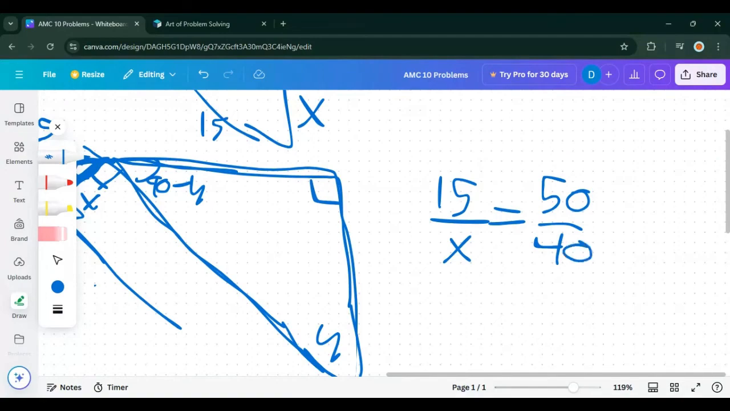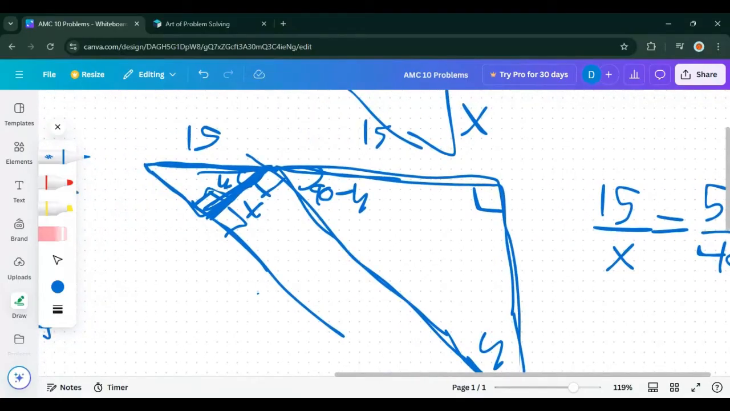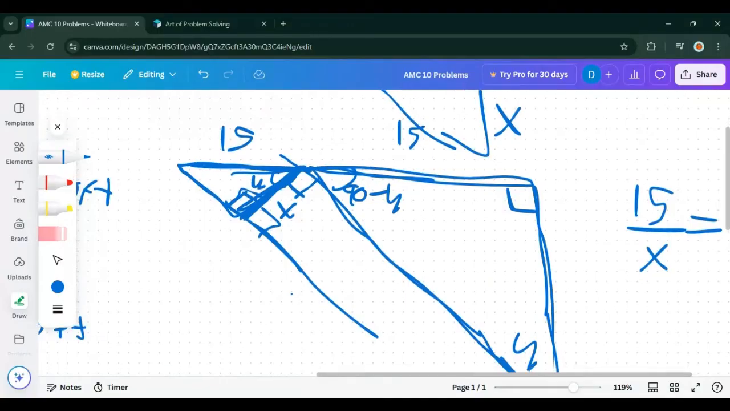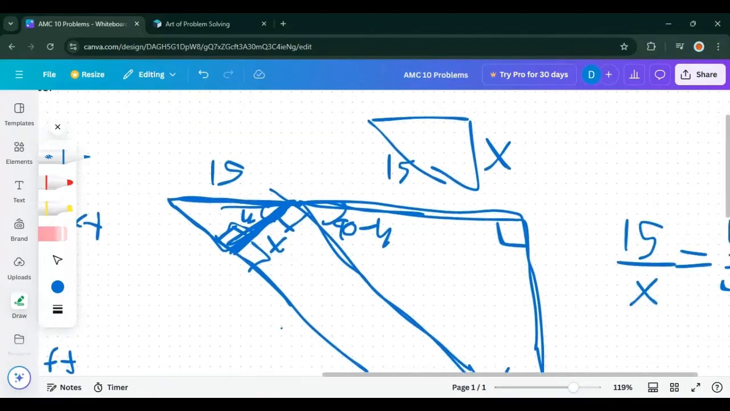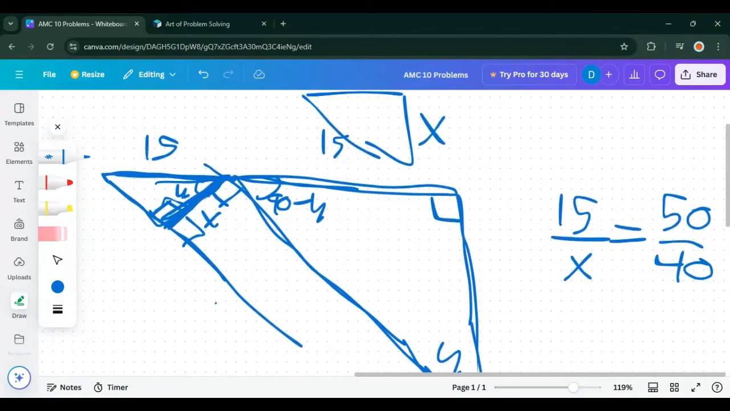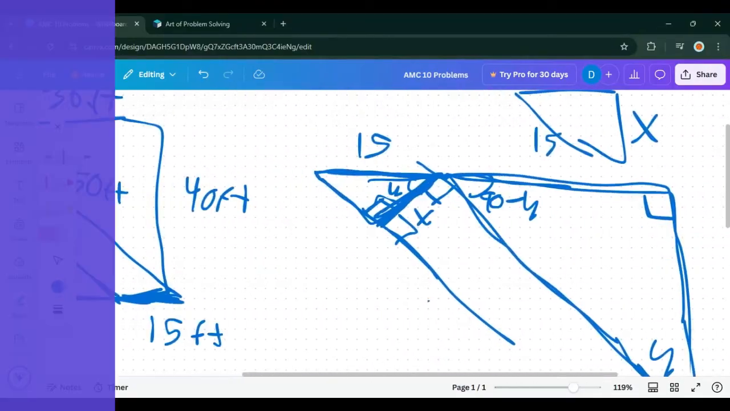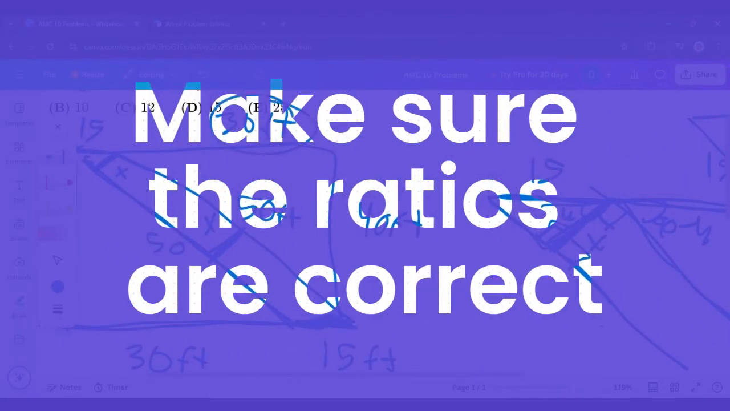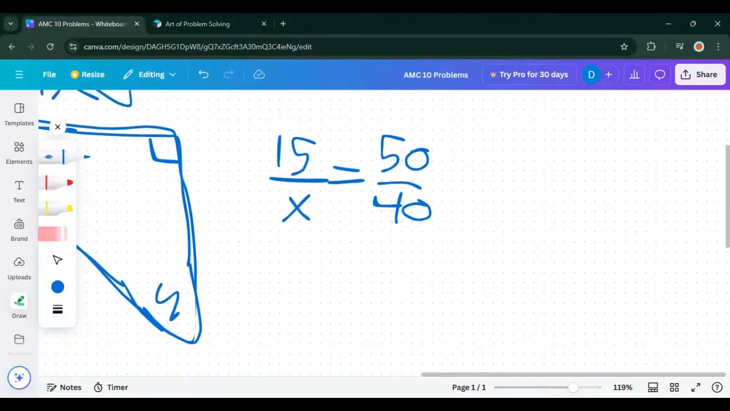So 50 over 40 is equal to 15 over X. And that's how we find X. But this is the most important step: you translate each part of the diagram onto the ratio correctly. So we want to find the correct side for X, which we already did, which is 40. Make sure it's not 30 feet, but you can also use the angles to prove it. Anyways, we have 15 over X is equal to 50 over 40.